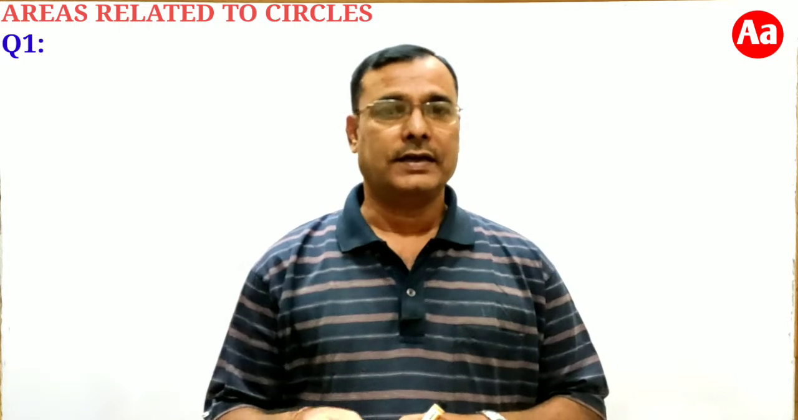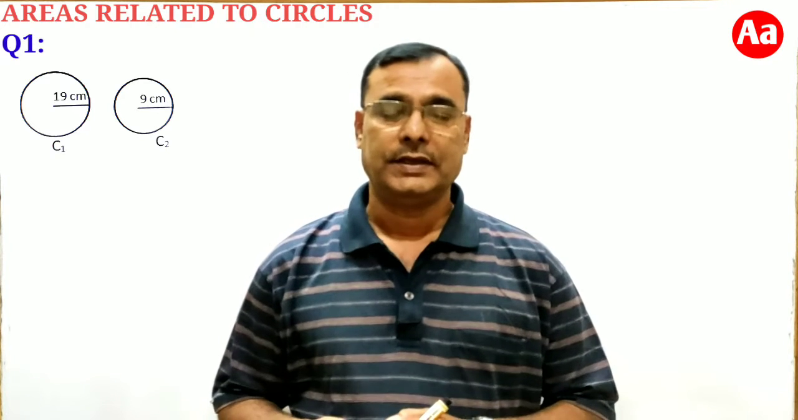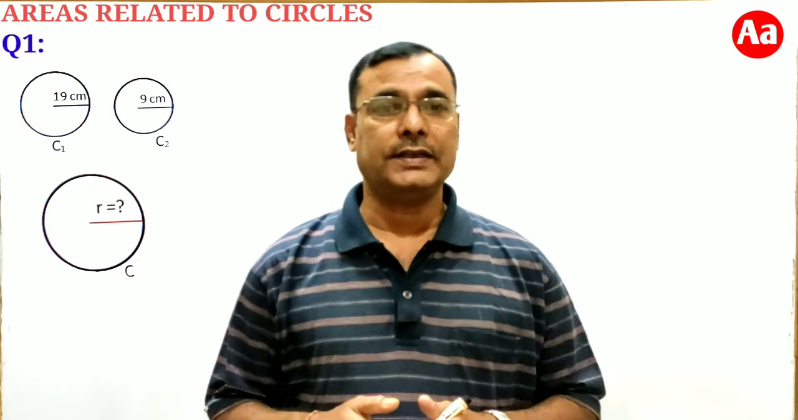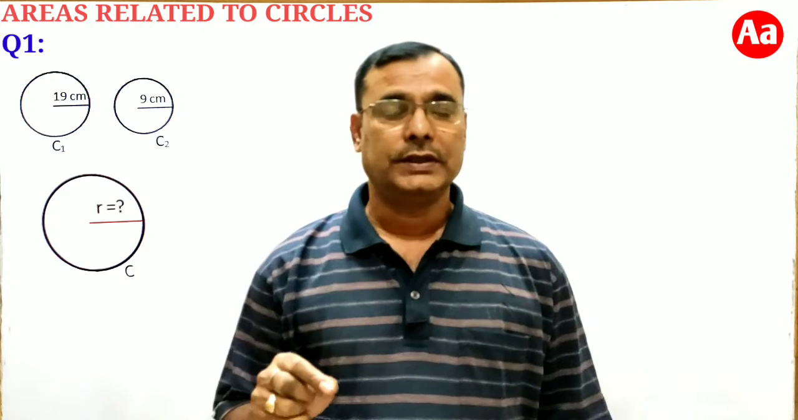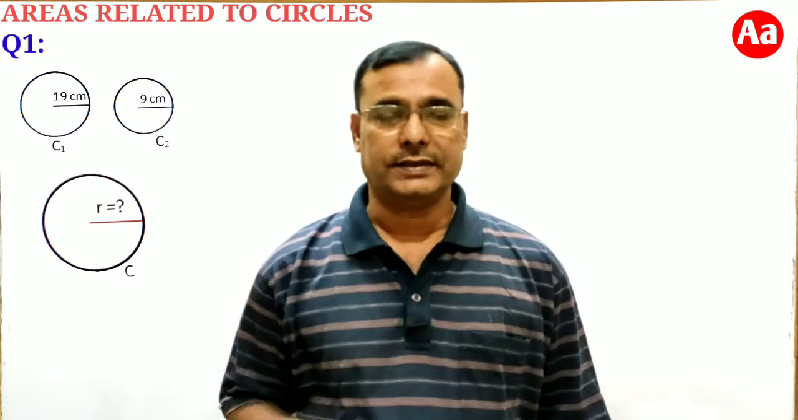So guys, let's start exercise 12.1 with question number 1. The radii of two circles are 19 cm and 9 cm respectively. Find the radius of a circle whose circumference is equal to the sum of the circumferences of the two circles.